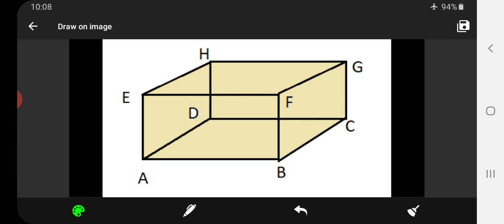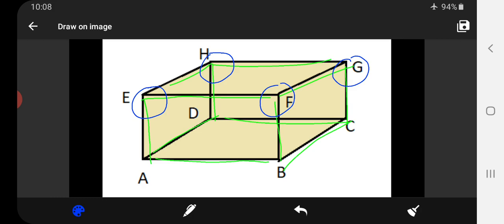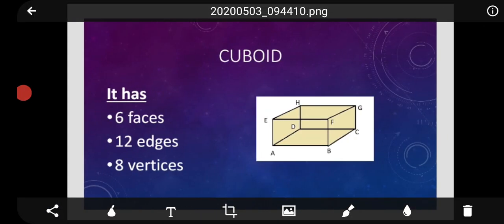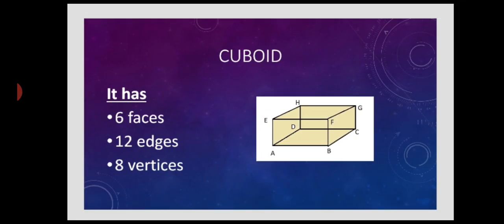Now let's count the edges. 1, 2, 3, 4, 5, 6, 7, 8, 9, 10, 11, 12. In the same way, a cuboid also has 12 edges. Let's see the vertices. 1, 2, 3, 4, 5, 6, 7 and 8. So it also has 8 vertices. Let's see the property. A cuboid has 6 faces, 12 edges and 8 vertices.